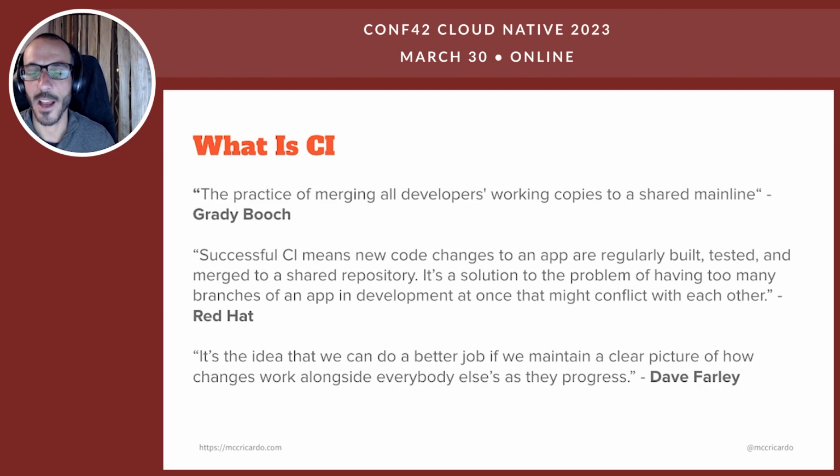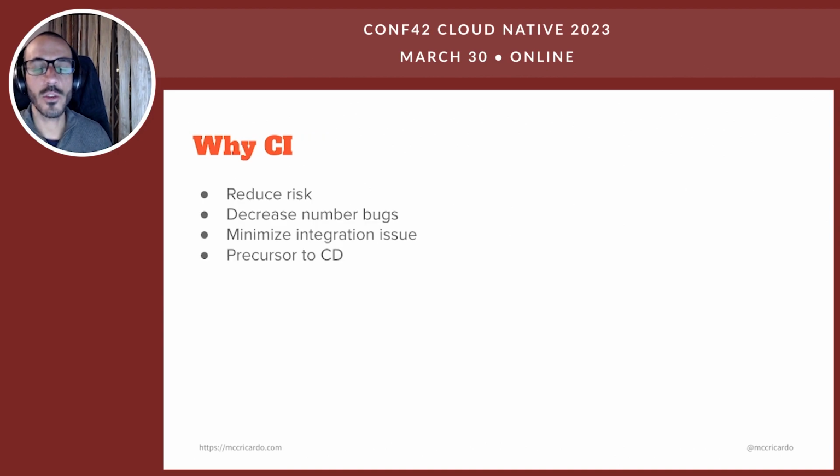So why do we need CI? We need CI to reduce risk. When we introduce changes, we want those changes to be as low risk as possible. We want to decrease the number of bugs, so if we introduce fewer changes, we in theory have fewer bugs. Also, we want to minimize integration issues. If we have smaller changes, those changes won't have as many integration issues as they could have with bigger changes. And of course, it's a precursor to CD.